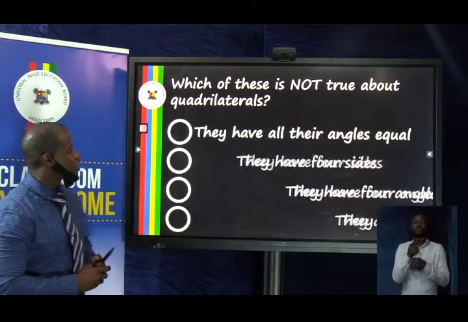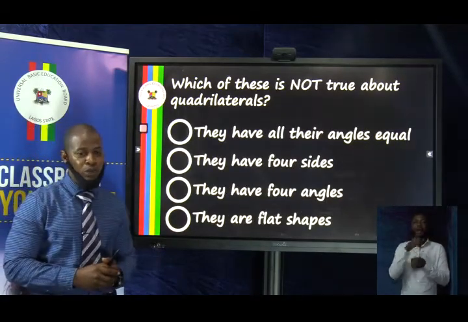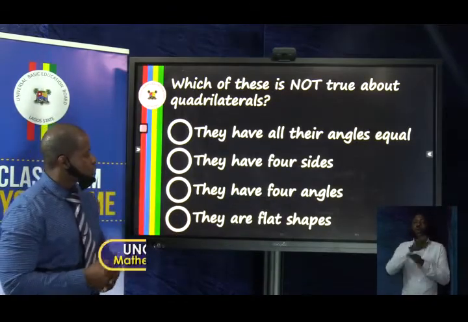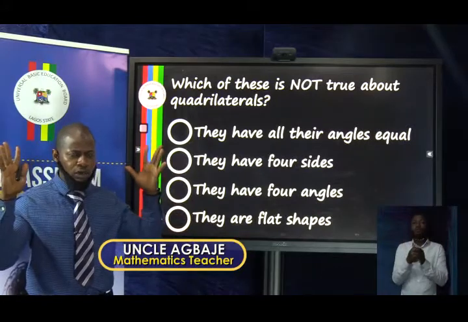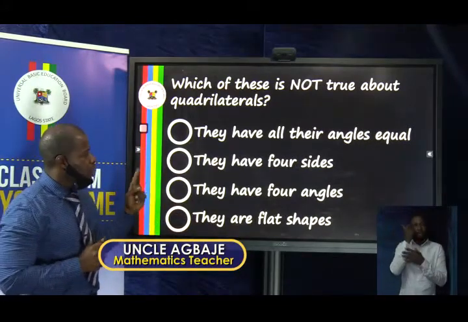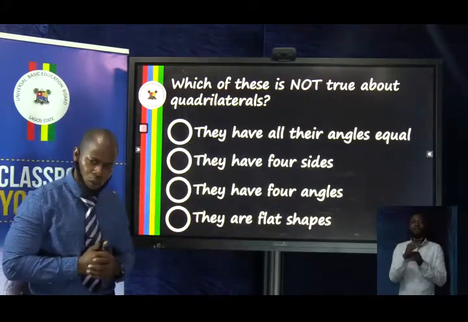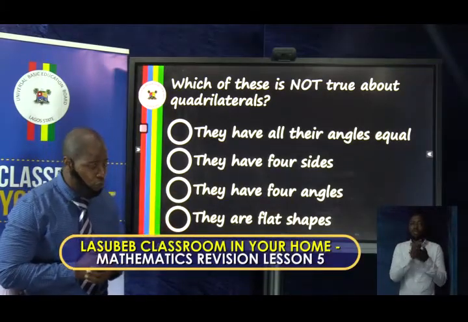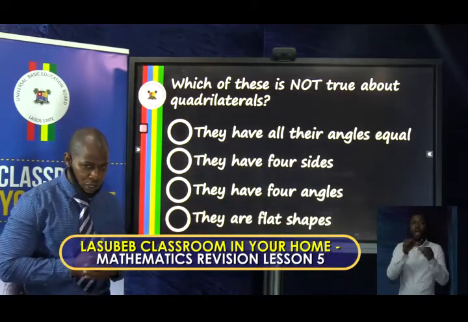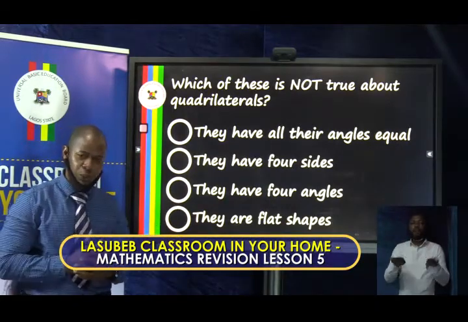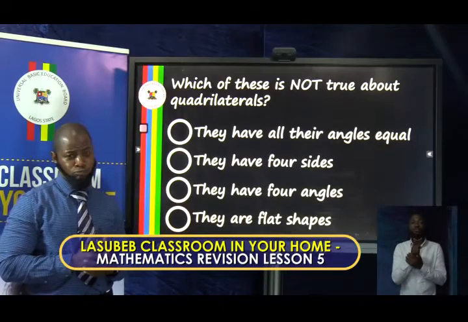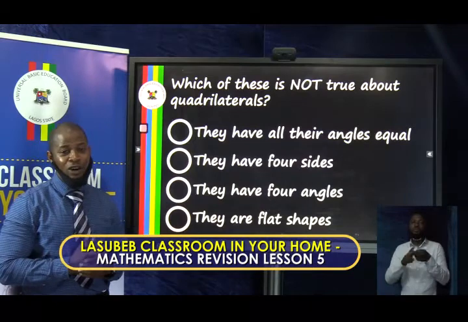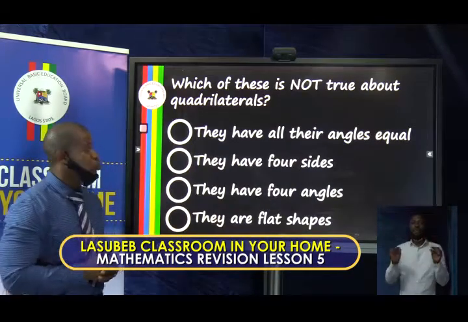The next question says, which of these is not true about all quadrilaterals? I mean, study these properties. Imagine all the quadrilaterals in your mind. They have all their angles equal. Is that true? They all have 4 sides. Is that true? They all have 4 angles. Is that true? They are flat shapes. Is that true? Well, don't let my face confuse you. Which one is not applicable to quadrilaterals?